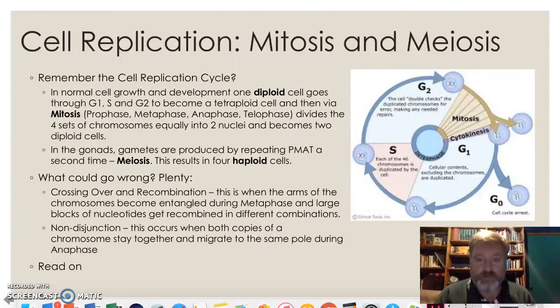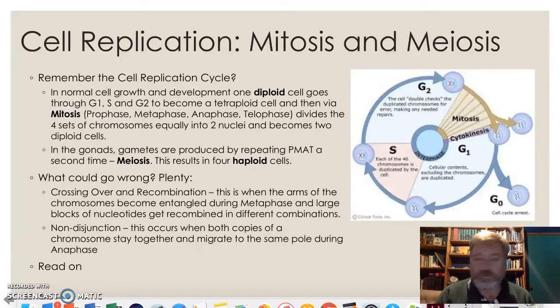In normal cell growth and development, one diploid cell becomes two diploid cells, which are essentially identical. We'll see why that's probably not the case most of the time. And we go through G1, S, G2, and then prophase, metaphase, anaphase, telophase. We do mitosis, and then cytokinesis, and we have two cells.